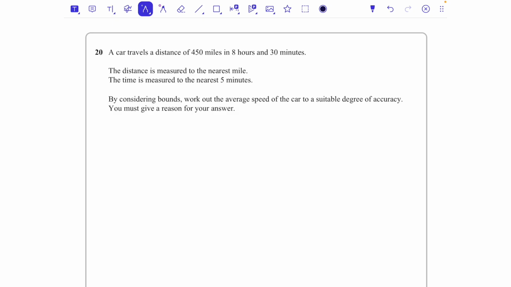So on a by considering bounds question, we need to do the absolute biggest answer we can and the absolute smallest answer we can, and then we can look and compare them. So this is a speed question, so I need my formula triangle, speed, distance, time.